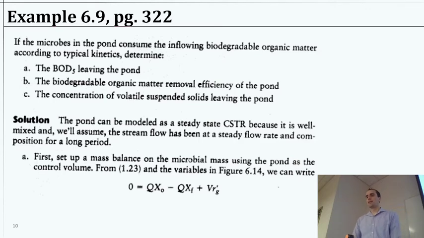So the question's asking if the microbes in the pond consume the inflowing biodegradable organic matter according to typical kinetics. Determine A, the BOD5 leaving the pond, B, the biodegradable organic matter removal efficiency of the pond, and C, the concentration of VSS leaving the pond, so the bacteria concentration.